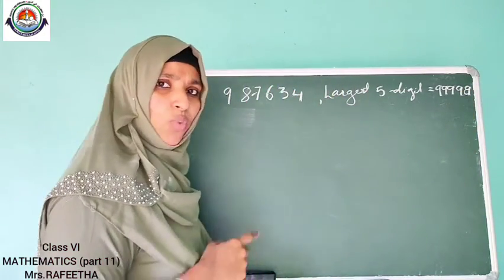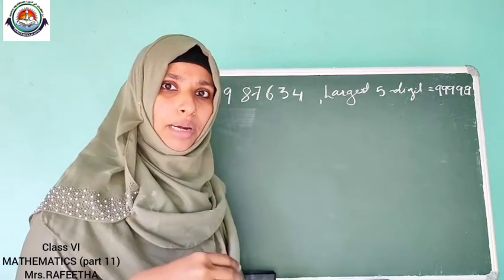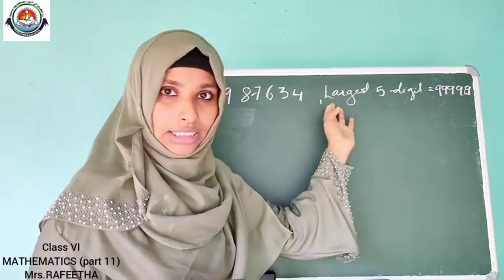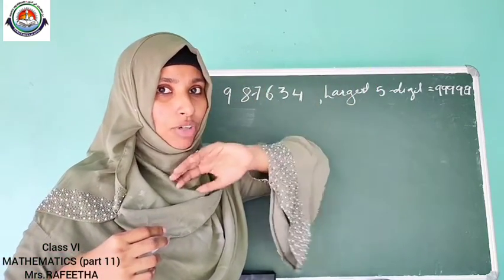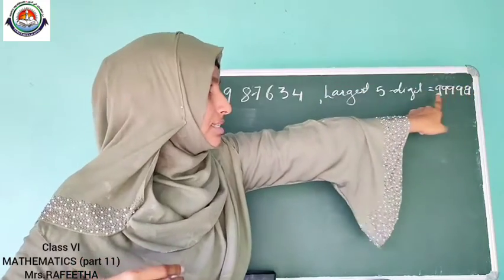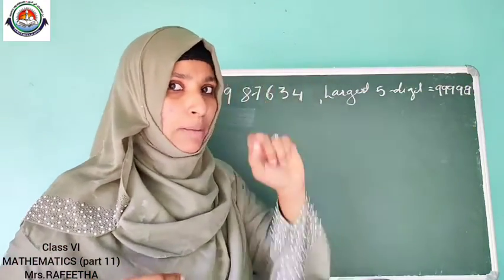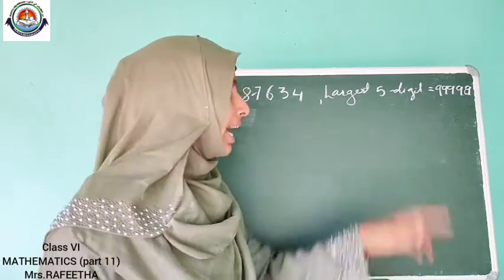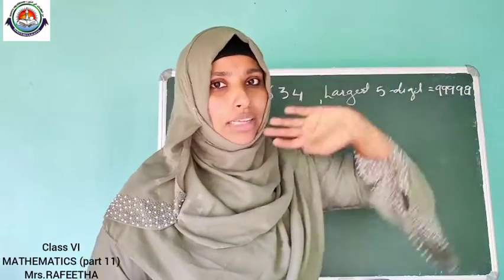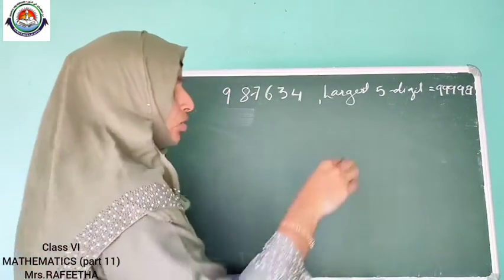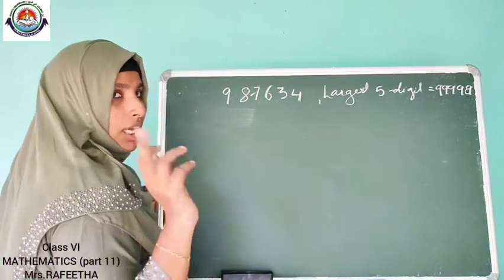You may be thinking, why is ma'am subtracting 1? Why is ma'am not subtracting 2 or 3, other numbers? They said largest, so maximum number. We want to reach the maximum, that is 9. Here 99998 will be the largest even number. And we can't add 1 to that 9. Why? Because then it will be powers of 10, like 100000.